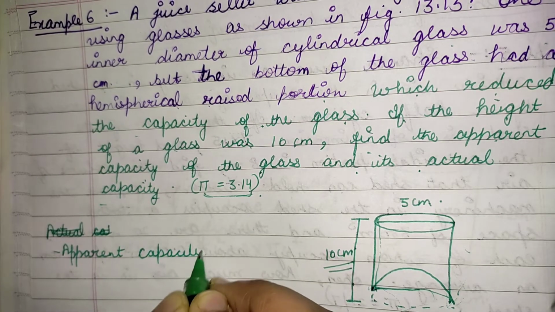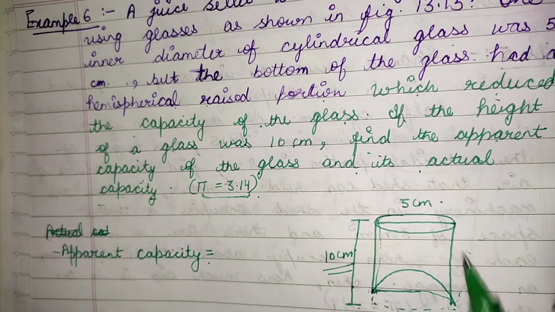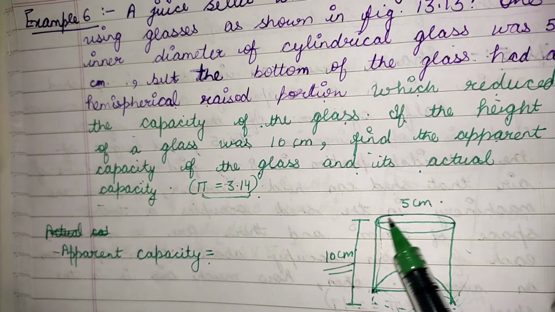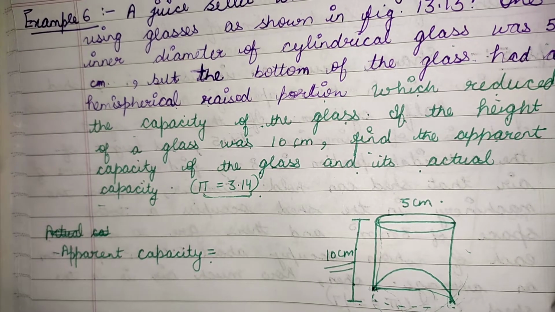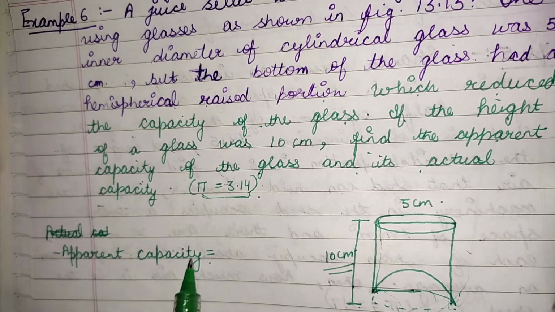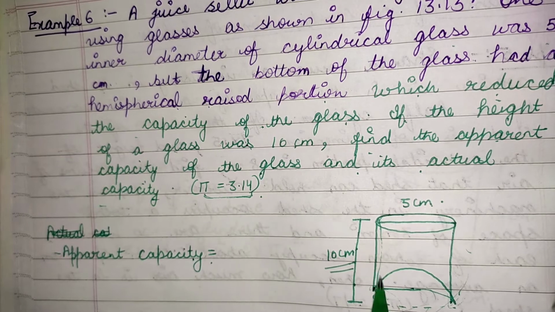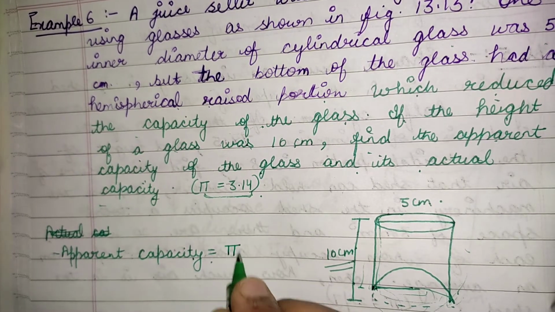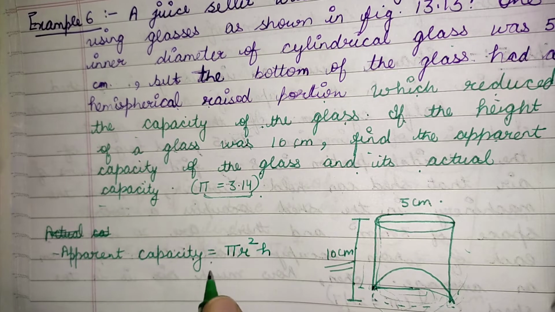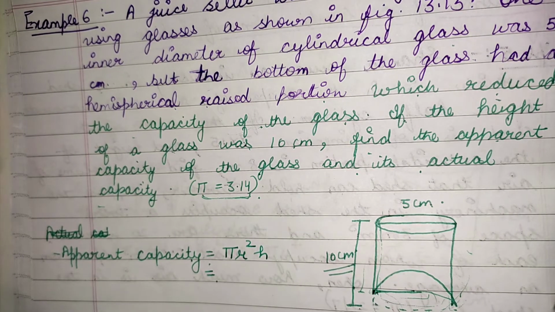Apparent capacity is that because this glass seems to be in the shape of a cylinder, so if this hemisphere was not there, it was actually a cylinder, so apparent capacity will be equal to the volume of the cylinder. So volume of the cylinder is given by pi r square h.